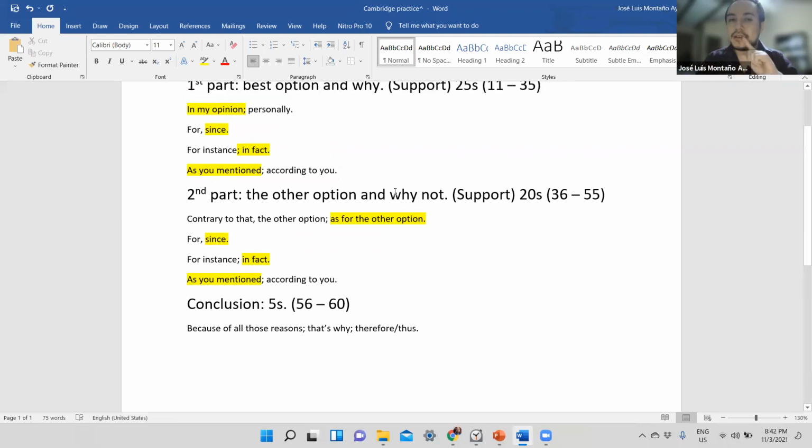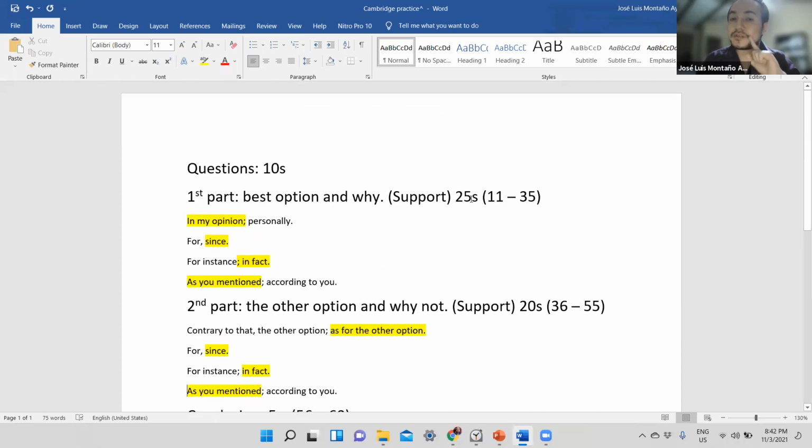So for those elements, you have first 25 seconds, which is a lot for the first part. If you do this in 10 seconds, then you have 25 for the first option, the best option and why.